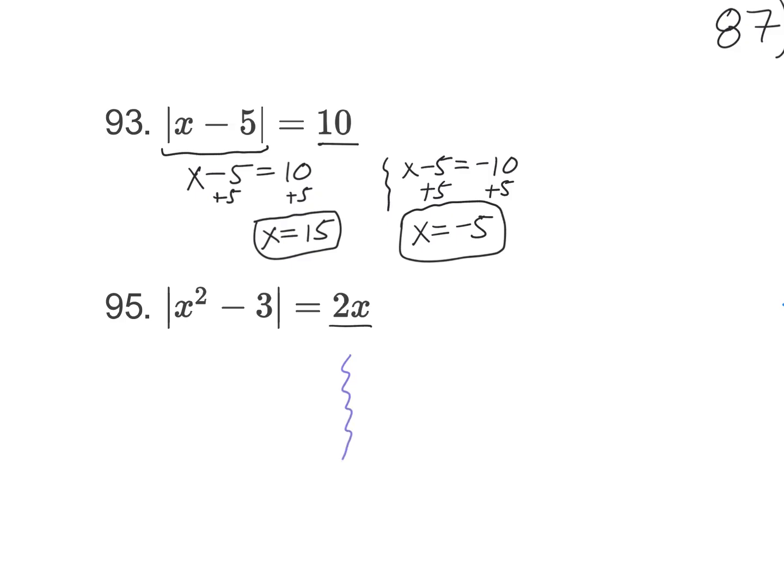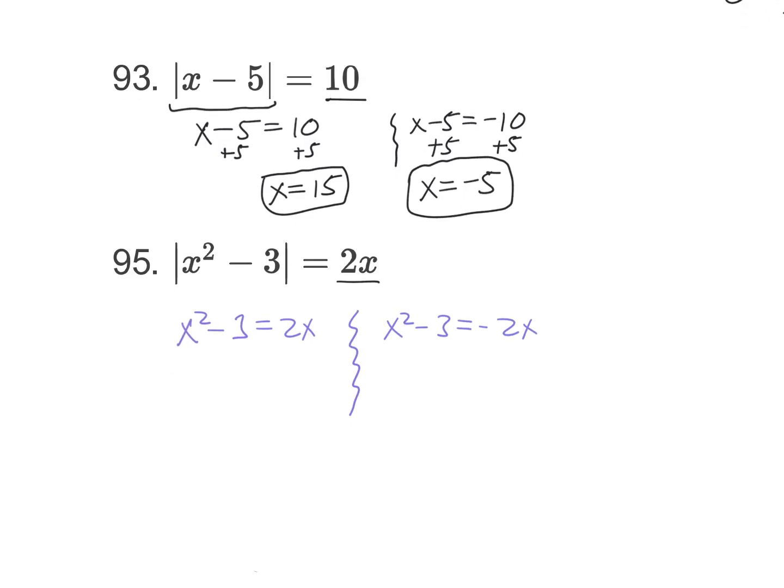So I'm going to set up two equations. I'm going to have x squared minus 3 equals 2x, and I'm going to have x squared minus 3 equals negative 2x. I'll solve both of these. I can subtract 2x, and so I get x squared minus 2x minus 3 equals 0. And then I get x minus 3 times x plus 1 equals 0.